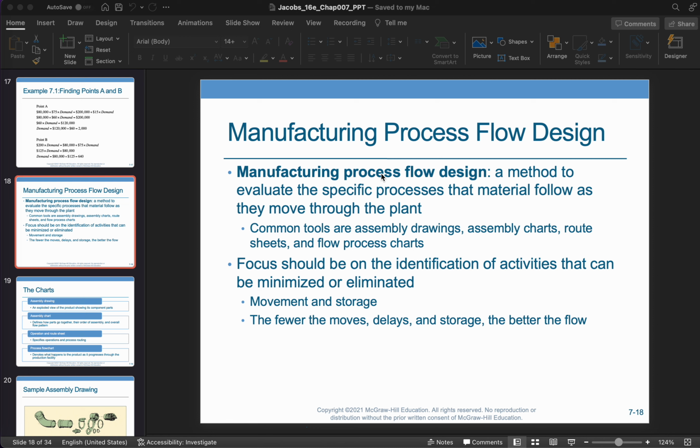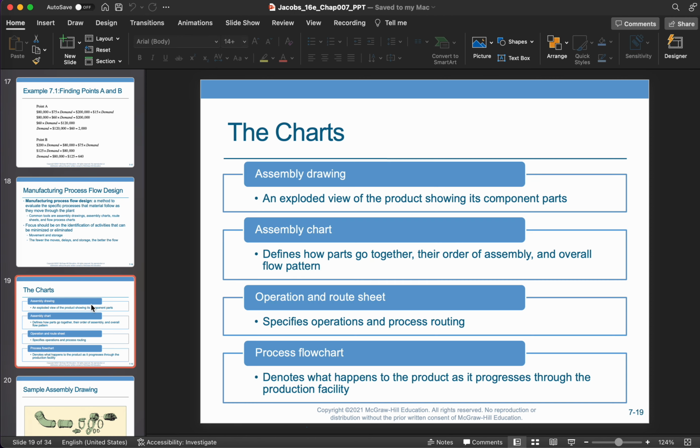Right? So manufacturing process flow design is a method to evaluate the specific processes and how the materials flow through those processes. There are different ways in which you can represent manufacturing process flow. A few ways are looking at assembly drawings. If you have assembly drawings, you know these are the different parts that go into the final product, and these are the different processes that you need to do to make the part. Then you have an assembly chart which shows how the parts go together.